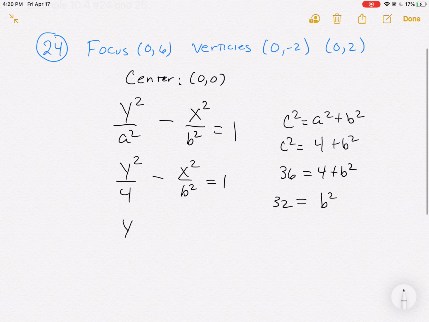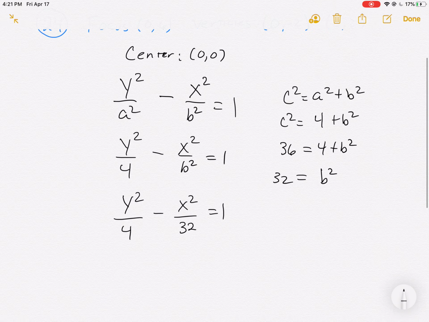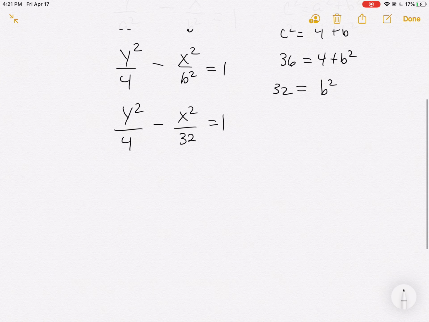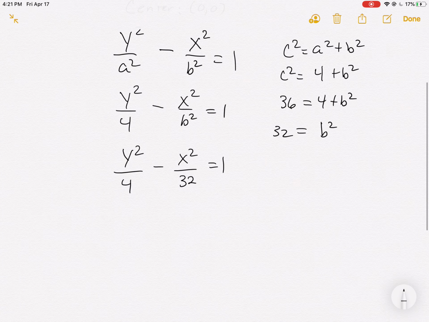So notice that even though the b squared is bigger than the a squared, we still pay attention to which variable is the non-squared one, and that should be the equation that would have given us, as stated in number 24, a focus at (0, 6) and two vertices at (0, -2) and (0, 2). So we have another one we'd like to see, and that is number 26, the very next one.